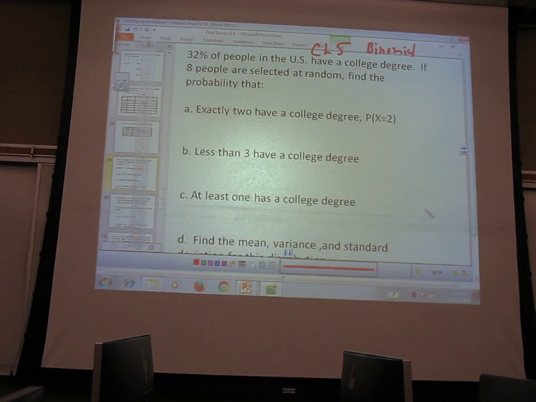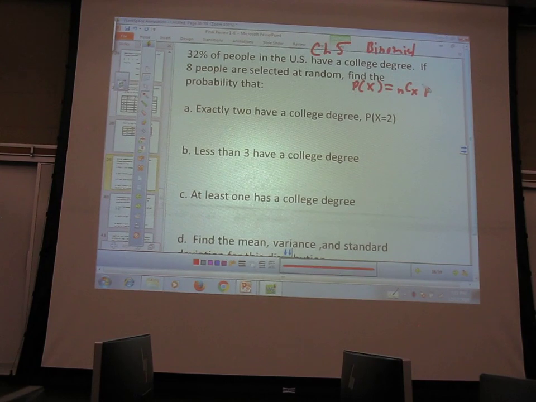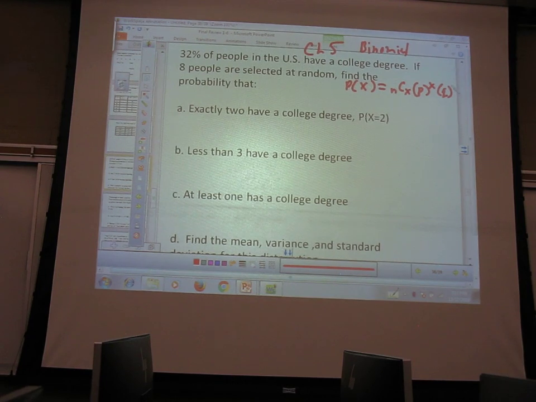There's a lot of studying to do. The probability of x is equal to nCx times p to the x times q to the n minus x. Do you guys remember that one? Yeah, I remember. You guys just do part A.